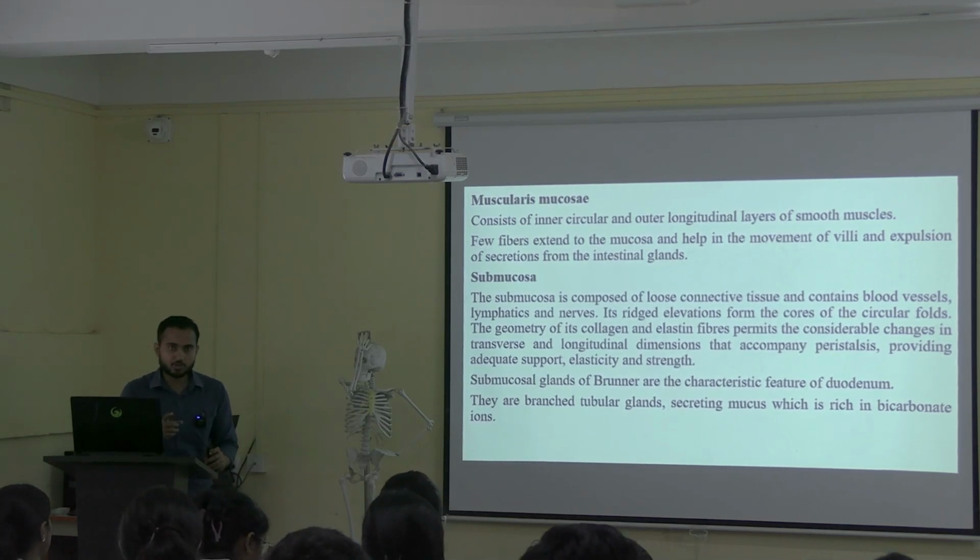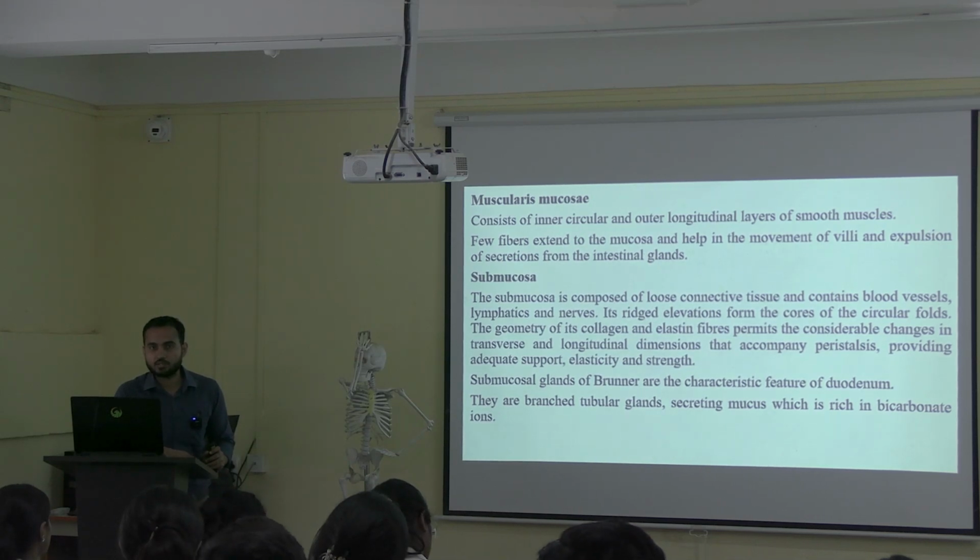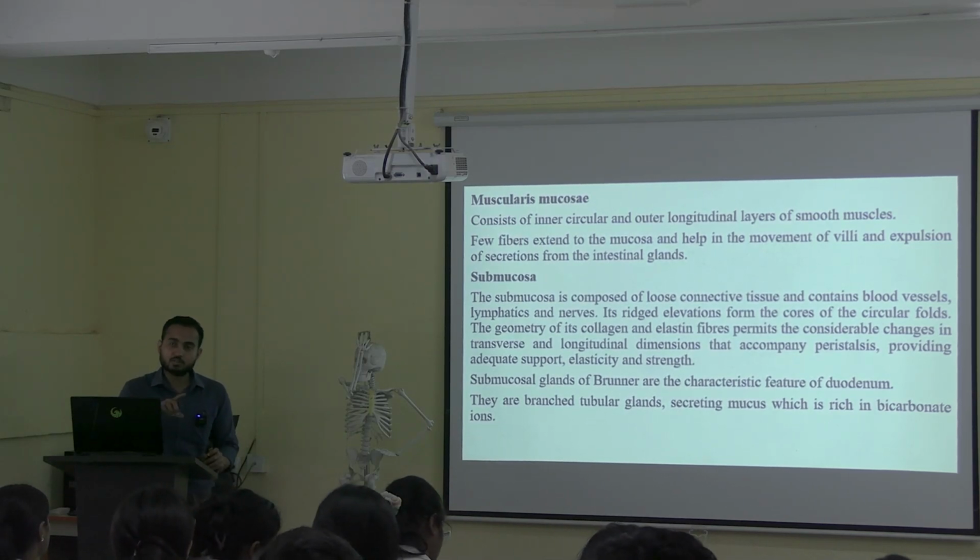In the case of duodenum, the submucosa is packed with glands. And what is the name of those glands? Brunner's gland. What is the function? They secrete mucus, and that mucus is rich in bicarbonate ion. Now what is the pH of bicarbonate ion? Acidic or alkaline? Alkaline. It is alkaline in nature. If you see the pH of bicarbonate ion, it is more than 8.5 or 9 like this.